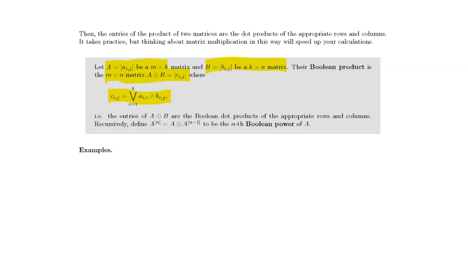We're going to define the nth Boolean power of A to be A multiplied by itself n times. Recursively, that's A times the Boolean n minus 1th power of A. So let's see a couple of examples here.